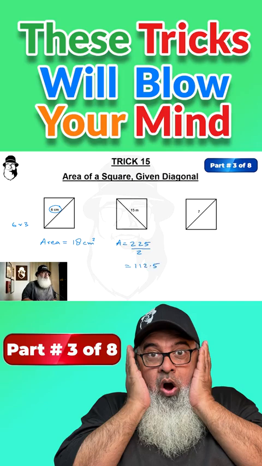And here in this case, the area is, let me change the color. 7 squared is 49, and half of 49 is easy. Half of 4 is 2, and half of 9 is 4.5, and that's our answer.